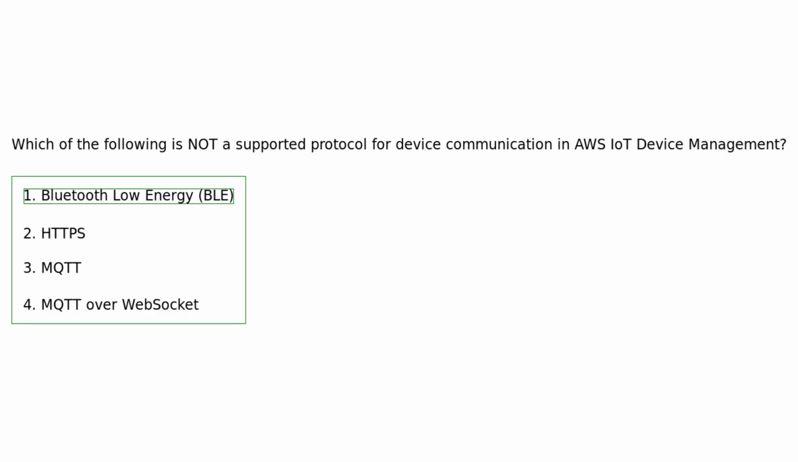AWS IoT Device Management supports MQTT, HTTPS, and MQTT over WebSocket for device communication. Bluetooth Low Energy is not directly supported as a communication protocol with AWS IoT. It would require a gateway device to translate BLE to a supported protocol.